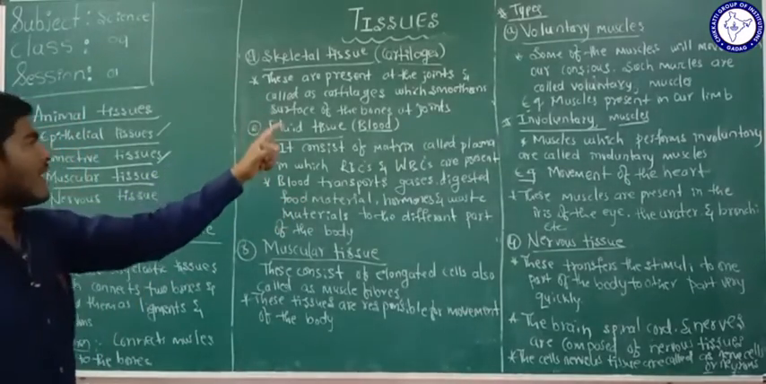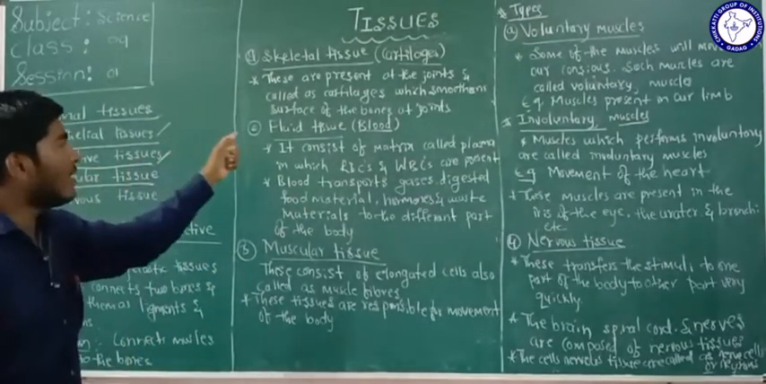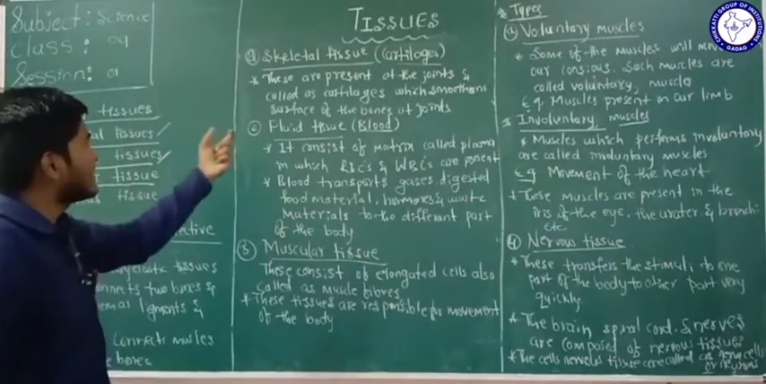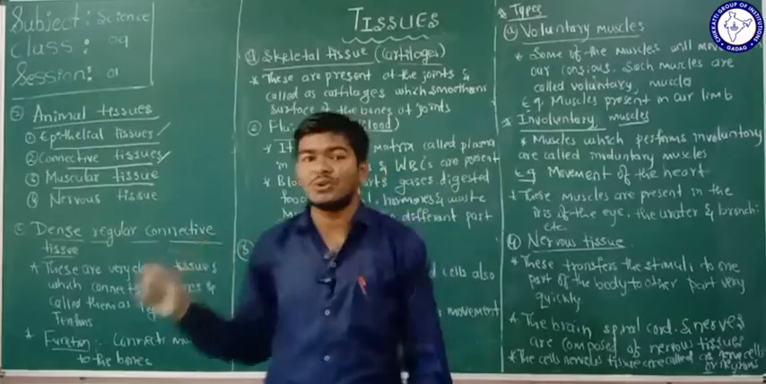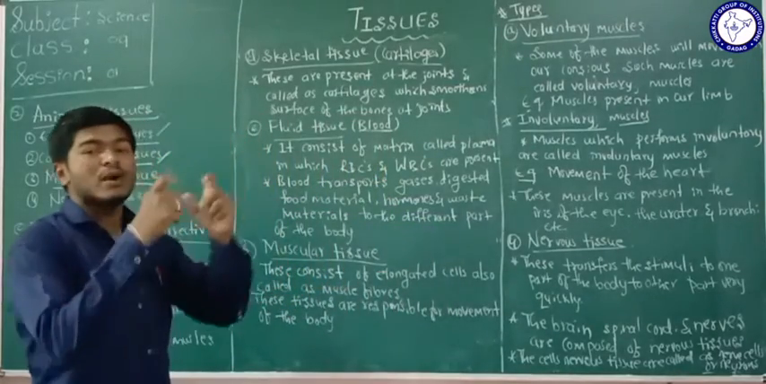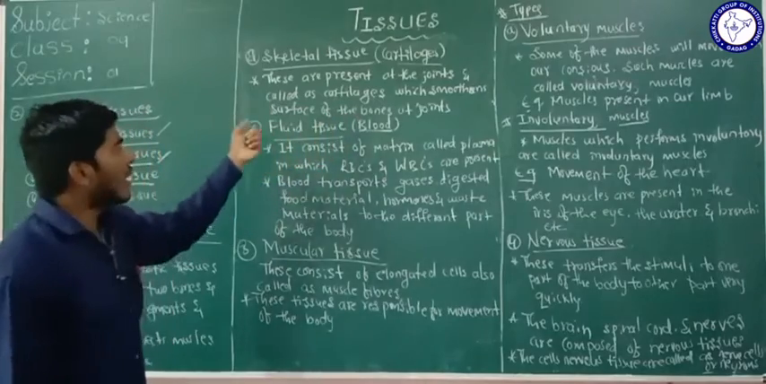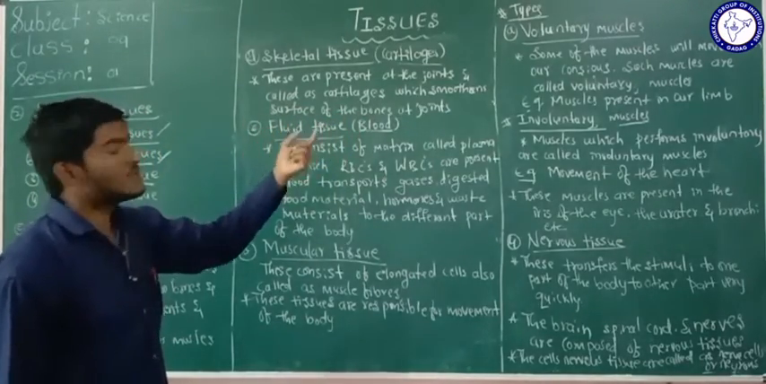These are present at the joints. These are also present at the joints and called cartilages. You have to remember these two tissues, that is skeletal tissue and also the dense regular connective tissue, are present at the two joints of the bones. So these are present at the joints and called cartilages, which smoothen the surface of the bones at joints.